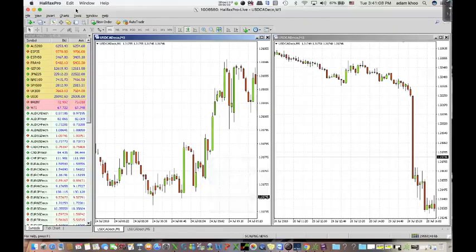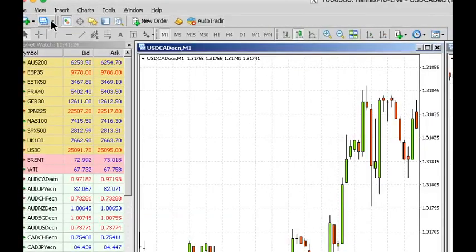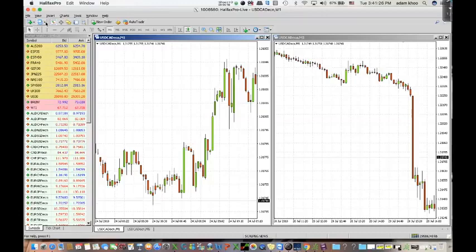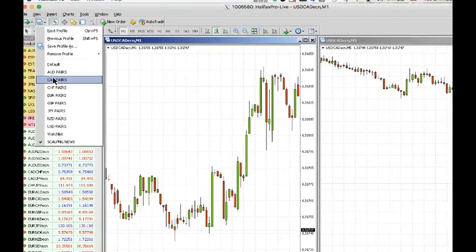Alright traders, in this video I'm going to show you how I organize my charts in the MT4 platform that's going to assist me in trading more effectively. One of the things that I do is I create profiles for the different pairs that I trade. Under this tab it says profiles. These are all my profiles.